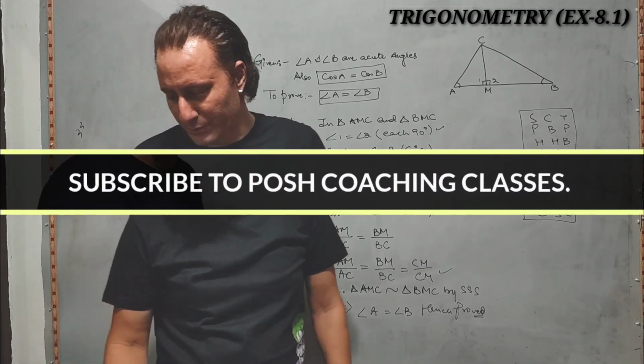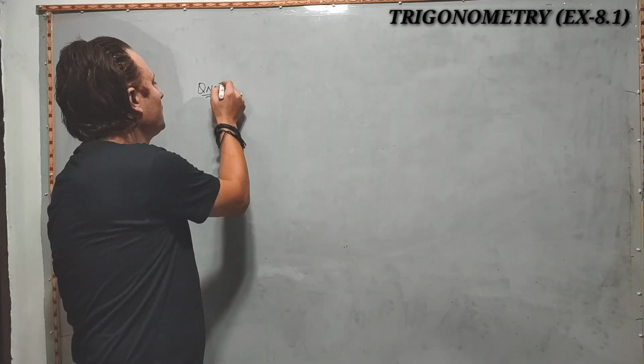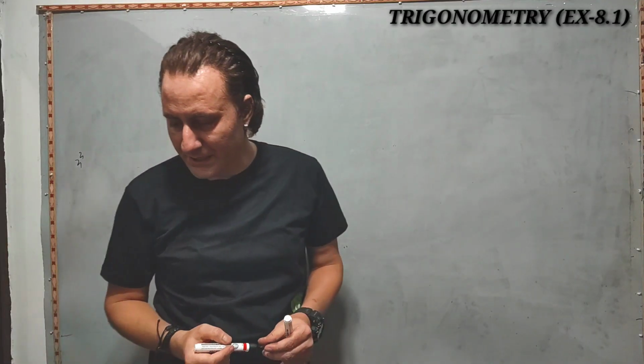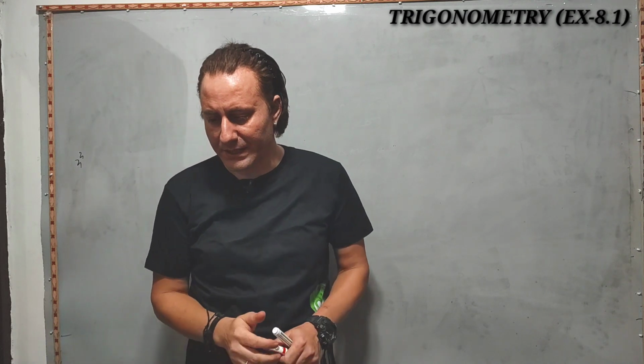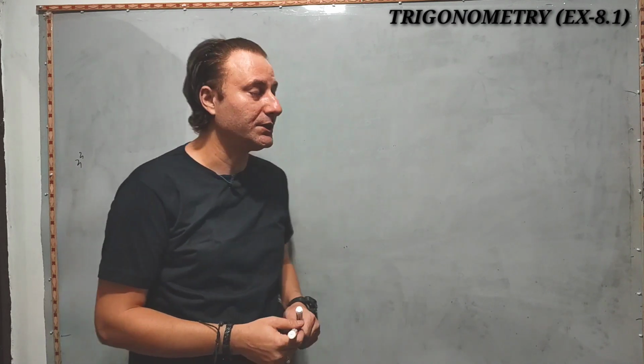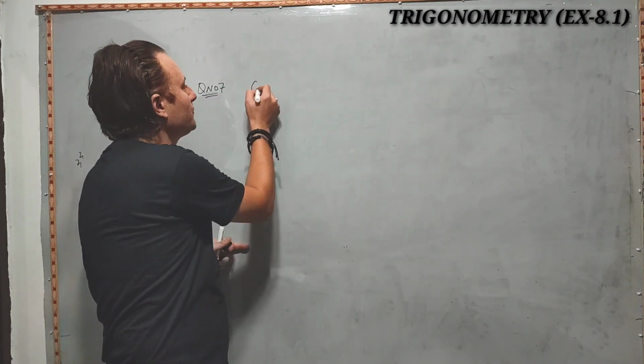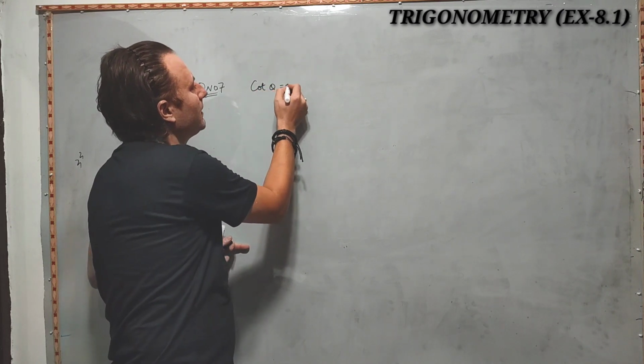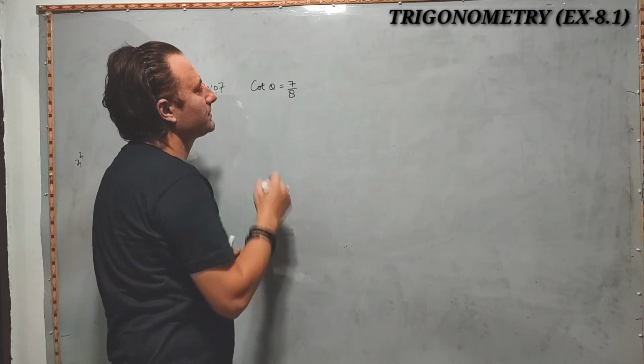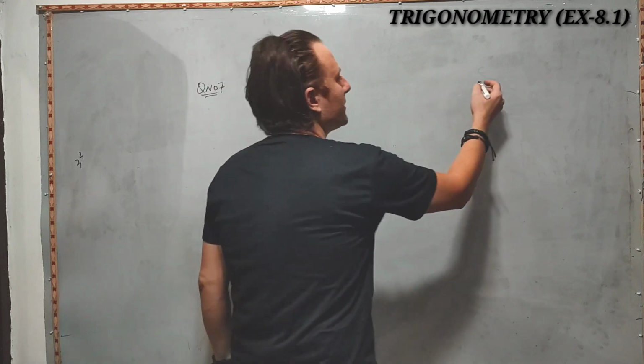Let's move to question number 7. What does question number 7 say? It says, if cot theta is equal to 7 upon 8. So we have cot theta equals 7 upon 8. So let's make a triangle here.